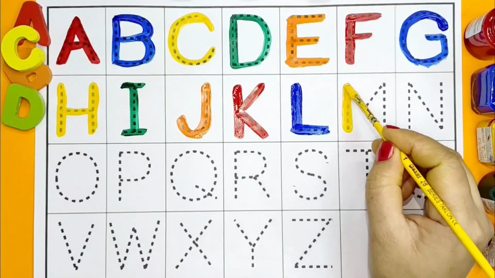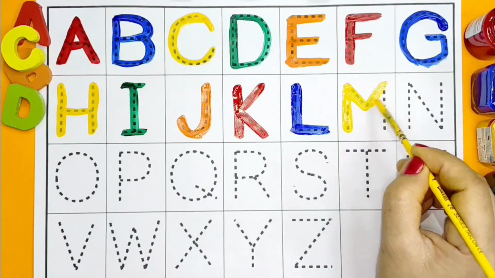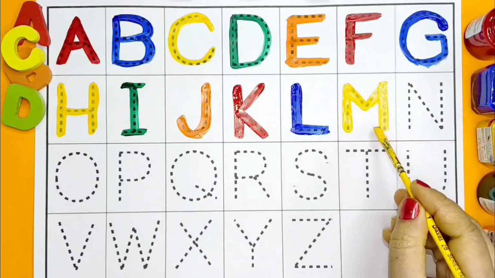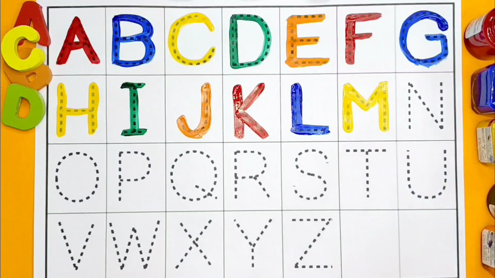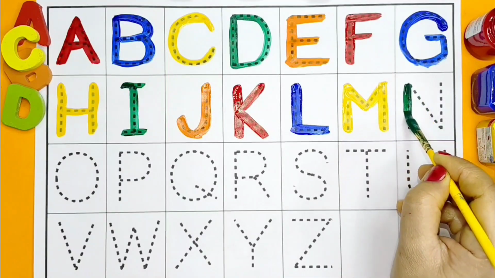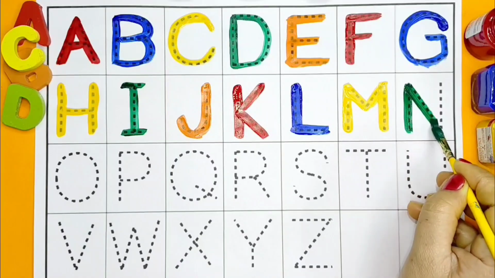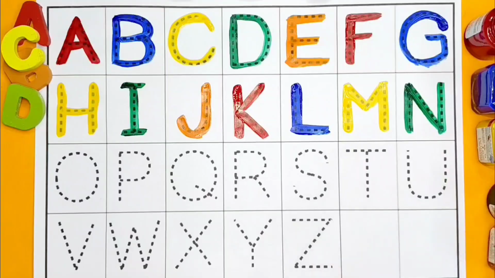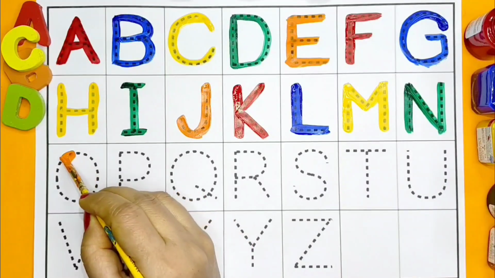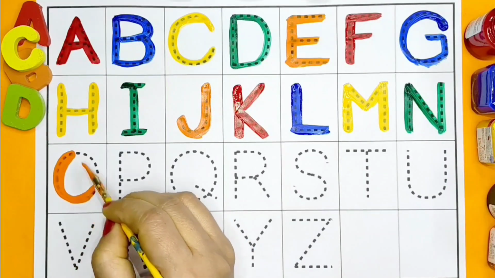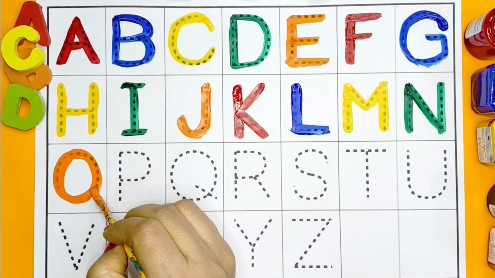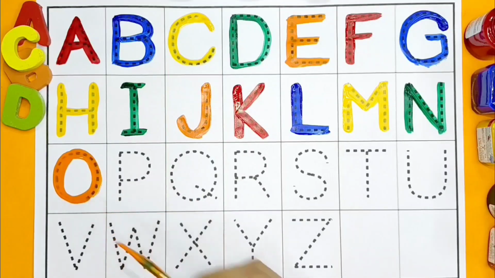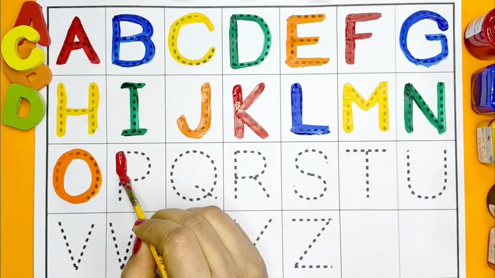Yellow color. M. M for mango. Dark green color. N. N for nose. Orange color. O. O for orange. Red color.